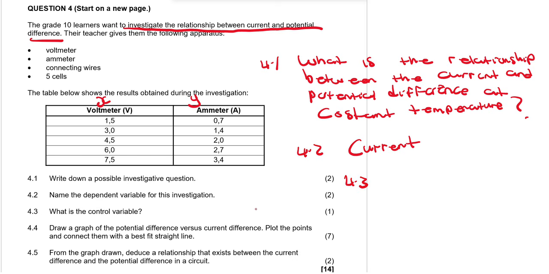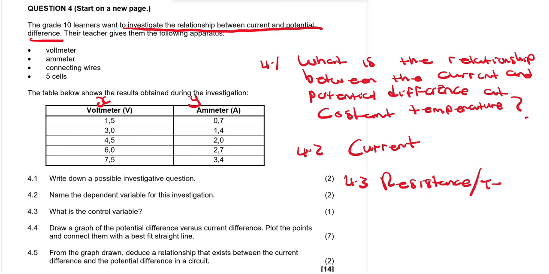4.3. What is a control variable? So guys, control variable: for a circuit to run, we must have current, potential difference, which is voltage, and resistance. Did they mention anything about resistance? No, it means resistance is a control variable. So you can say resistance, or you can say what?